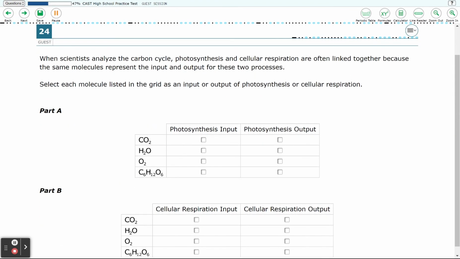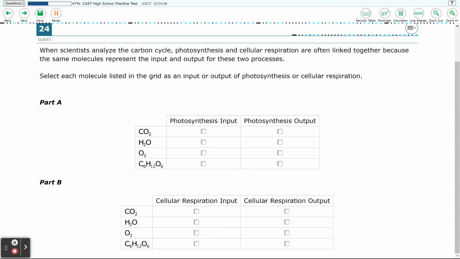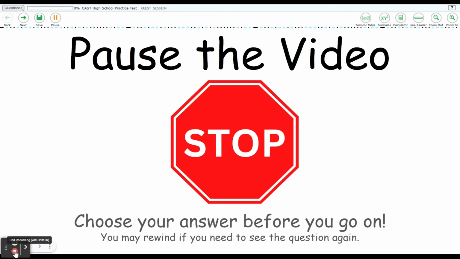When scientists analyze the carbon cycle, photosynthesis and cellular respiration are often linked together because the same molecules represent the input and output for these 2 processes. Select each molecule listed in the grid as an input or output of photosynthesis or cellular respiration. We can see we have the same charts here for Part A and B, so we're going to do those together here. Go ahead and answer all of the inputs and outputs for photosynthesis and all the inputs and outputs for cellular respiration. Then we'll talk through them. Go ahead and choose your answers now.